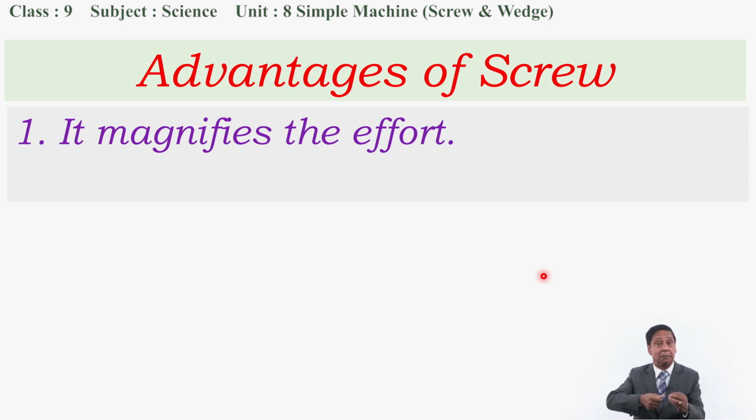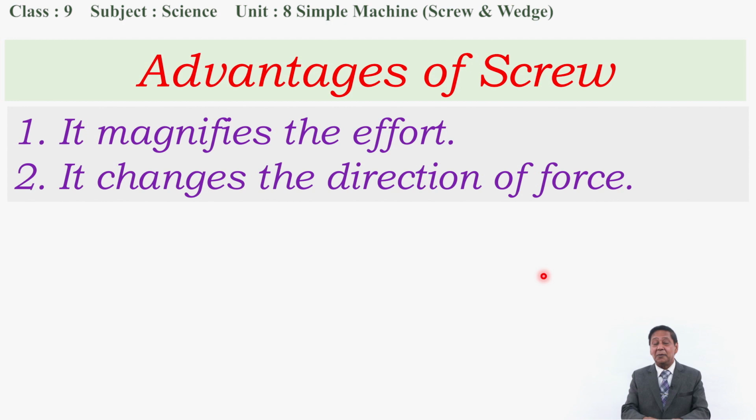circular path, but the load is moved along the horizontal distance this way. We are applying force this way, effort takes this direction, but load takes this direction. It means it changes the direction of the force. But it cannot change the speed of the work, because load distance is always less. Pitch is always less than the effort distance.